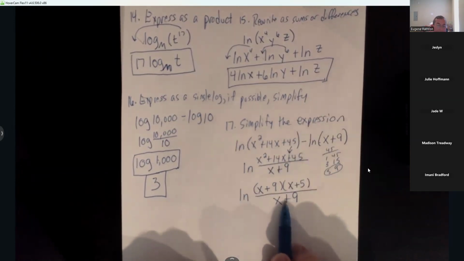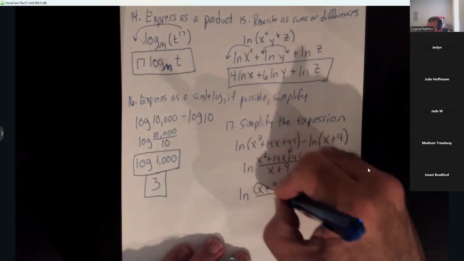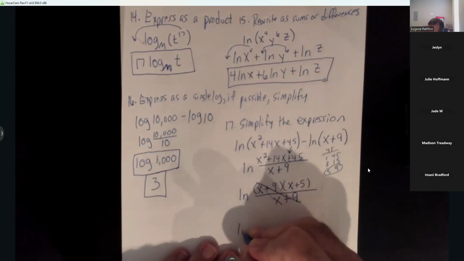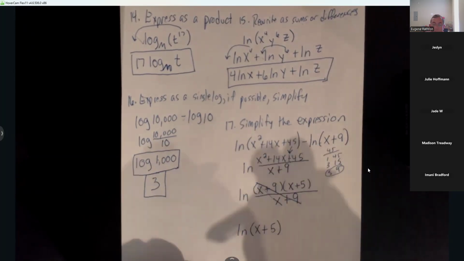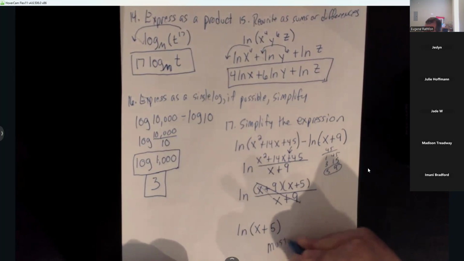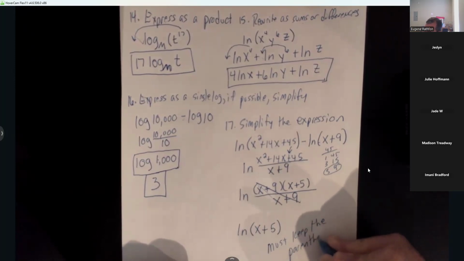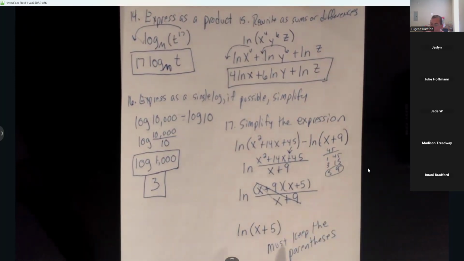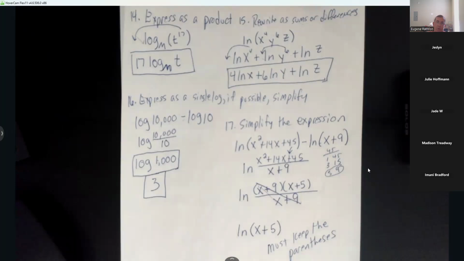And y'all, it has to be a 9, because if you don't get a 9 up here, you're not going to be able to cancel these, because these things cancel out. And your final answer is the ln of x plus 5. On this problem, you must keep the parentheses. You got to keep the parentheses on this problem, okay? All right, y'all, so that's a little bit of going through some of them logarithm properties we did, okay?